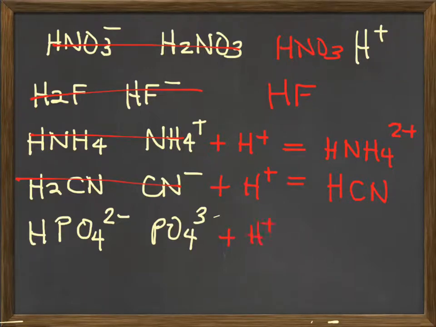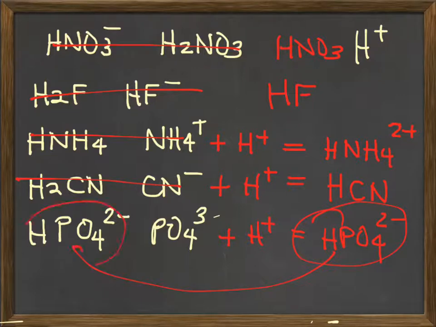See what we get. Well, we're going to get HPO4, and the charge is going to go from 3 minus to 2 minus because we're adding a +1 charge. And this is the same as that, and so that is a conjugate acid-base pair.